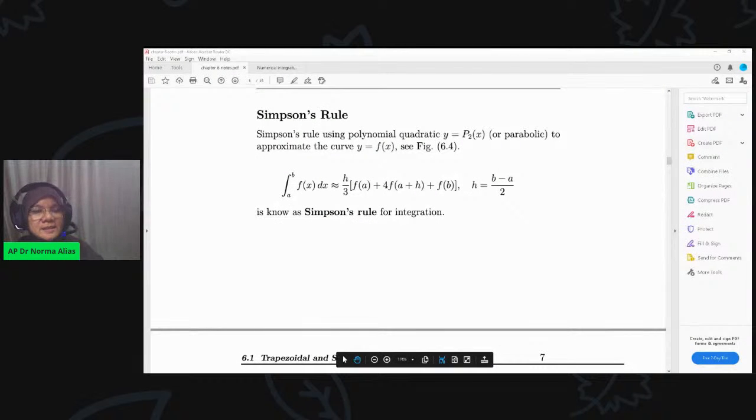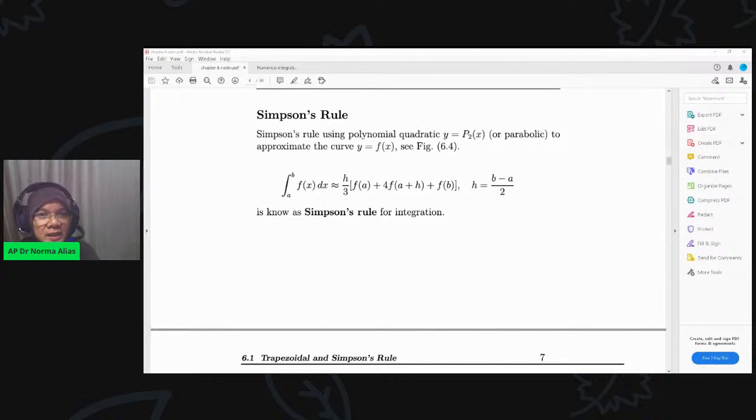This is Simpson's rule. What is Simpson's rule? It comes from the quadratic polynomial, y equal to ax squared plus bx plus c, which is quadratic with x to the power 2 at most. Simpson's rule we can derive using the integral of f(x), where f(x) is a quadratic polynomial. So we get h divided by 3 (fa plus 4 f(a plus h) plus fb).